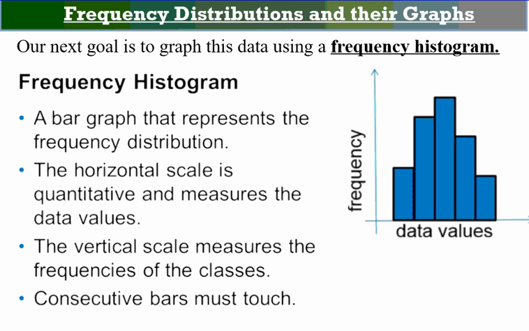Our next goal then is to construct a graph known as a frequency histogram. A frequency histogram uses the frequency table to make a graph. It's a bar chart, a bar graph that represents the frequency distribution. The horizontal scale is quantitative and measures the data values. The vertical scale measures the frequency of the classes. Consecutive bars are said to touch. So it's a nice grouping.